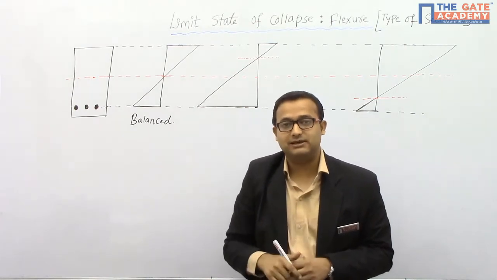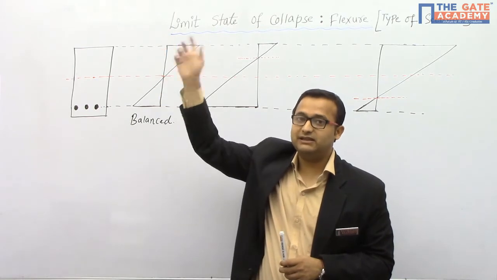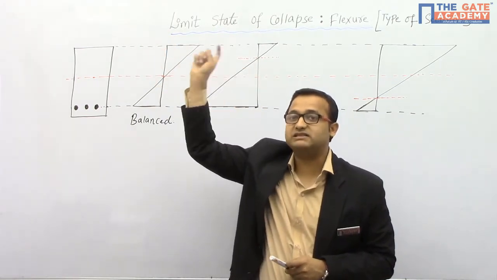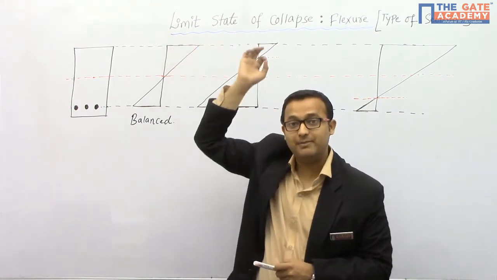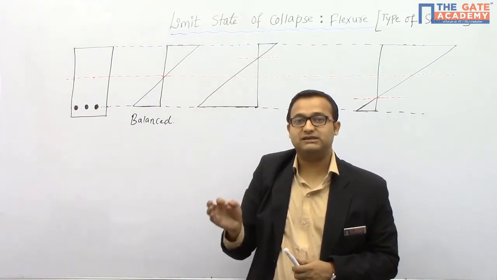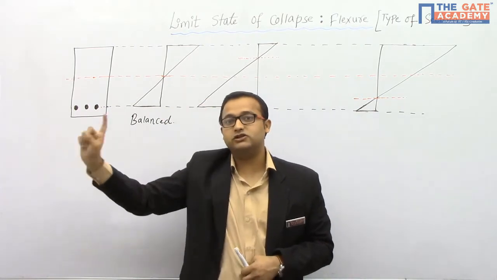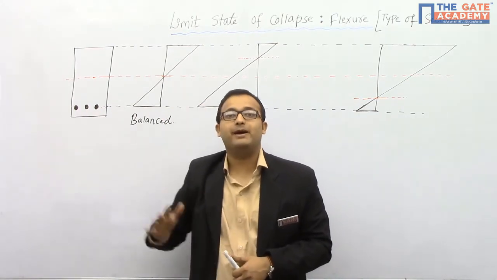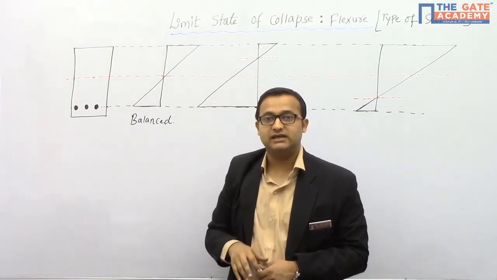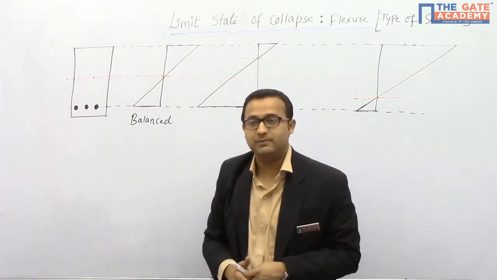We have discussed this in the previous case. Why? Because if the stresses in the concrete reach their permissible value, that means the strain is 0.0035, which is the maximum strain. And in the steel, if the stresses reach their permissible value, the strain in the steel is 0.002 plus 0.87 Fy by Es. That's why we say in the balanced section both materials reach their permissible values together.